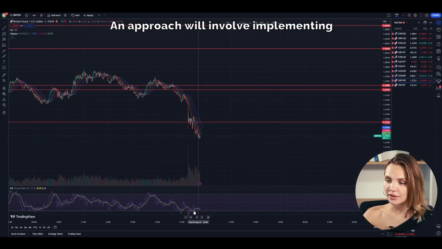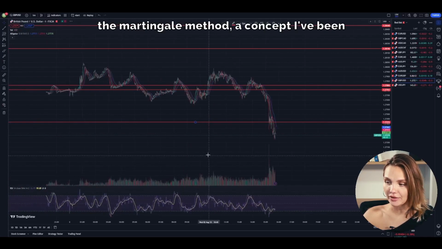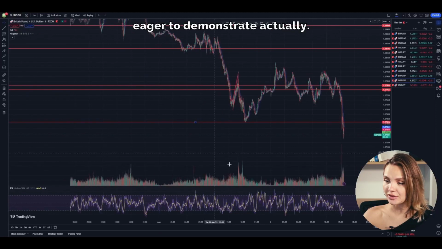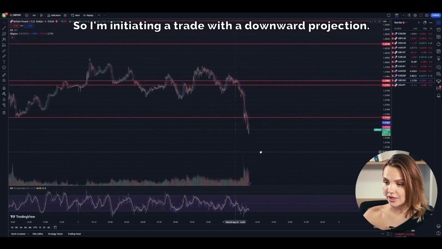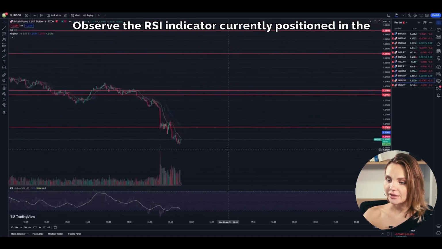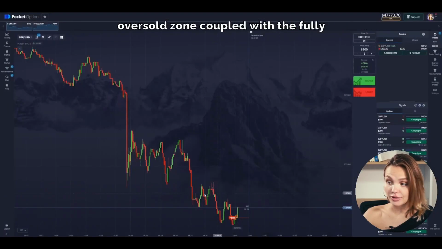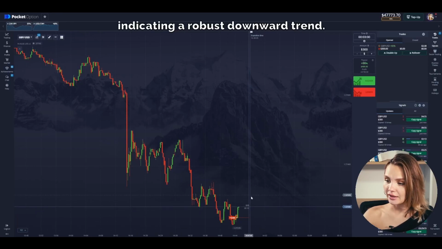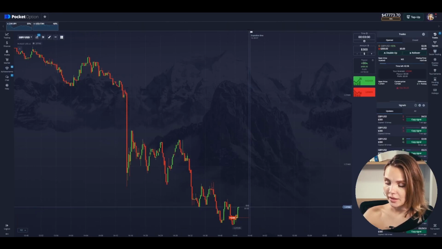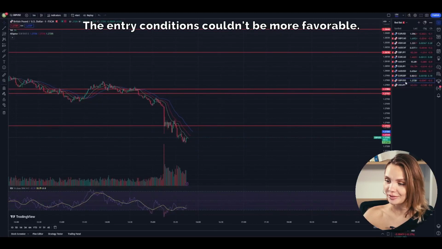Our trading approach will involve implementing the martingale method, a concept I've been eager to demonstrate actually. So I'm initiating a trade with a downward projection. Observe the RSI indicator currently positioned in the oversold zone, coupled with the fully open jaws of the alligator, indicating a robust downward trend. The entry conditions couldn't be more favorable.